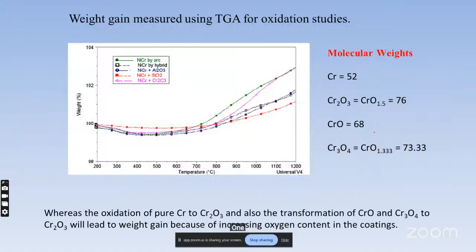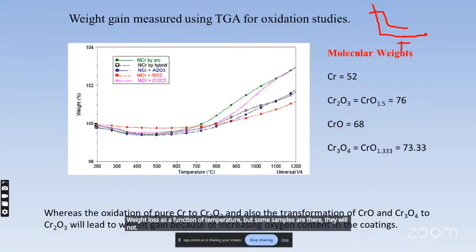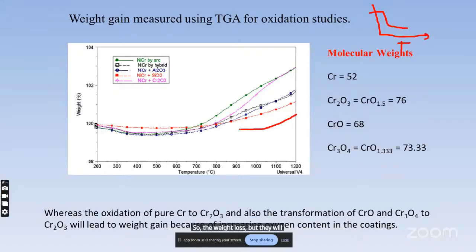One more example I just want to mention is a weight gain. Most of the time we define TGA as weight loss as a function of temperature. But some samples will not show the weight loss, but they will gain weight. Here you can see that. Initial weight was 100%, but now the weight is 103%, something like this.